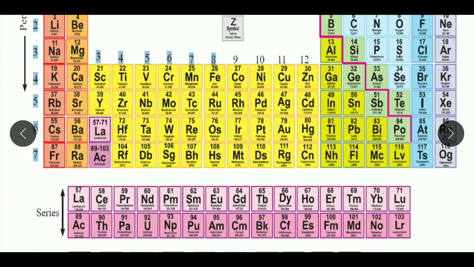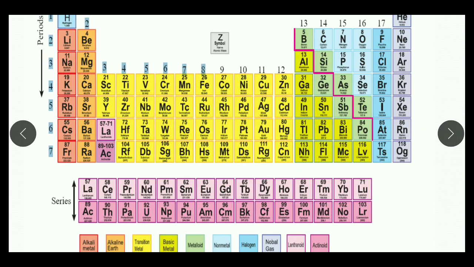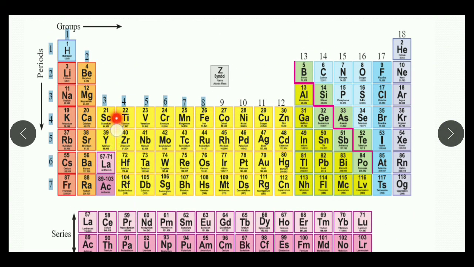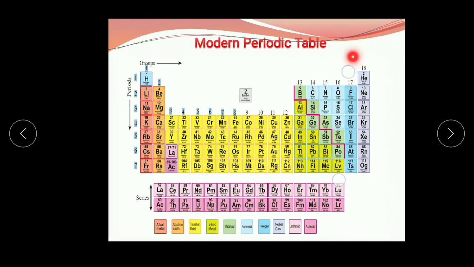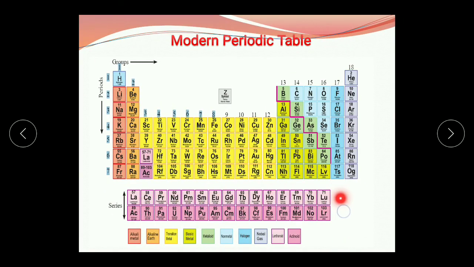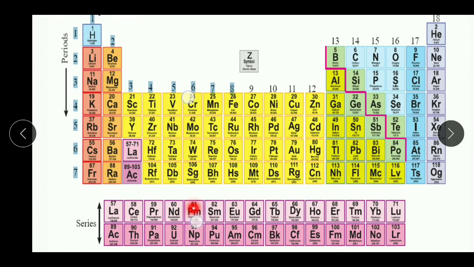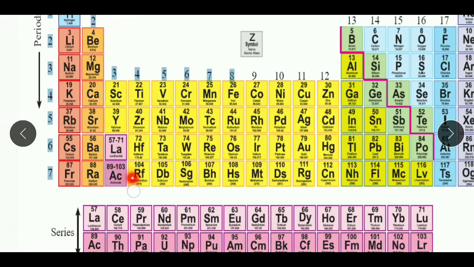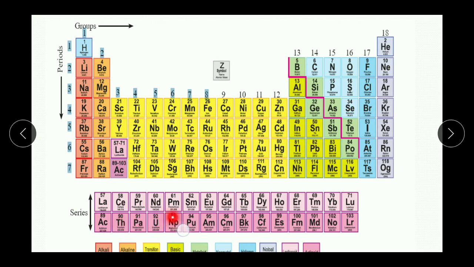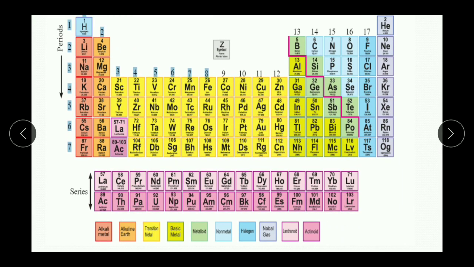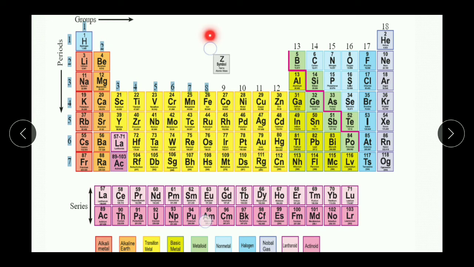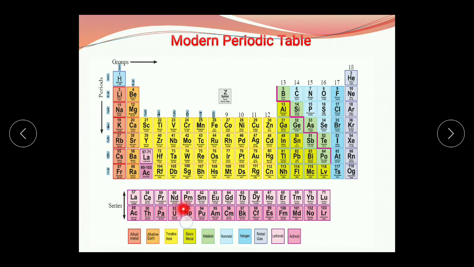But it can't be accommodated there because all the elements have almost similar properties to that of the third group. It can't be accommodated there, hence it is kept separately below, at the bottom. Like that, the lower series from 89 to 103, after actinium, those elements should be there in the 7th period and third group, here. Again for the same reason, these 14 elements cannot be accommodated in the third group and 7th period, hence they are kept separately and they are called F block elements.